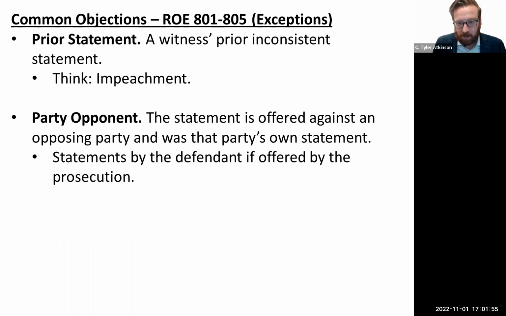Prior statement. So a witness's prior inconsistent statement, think impeachment with the affidavit. Statement by a party opponent. It's not hearsay, Your Honor. It's a statement by a party opponent. The statement is offered against an opposing party and was the party's own statement. So statement by the defendant. The defendant made a statement if offered by the prosecution.